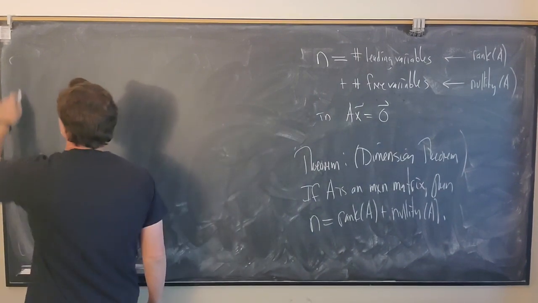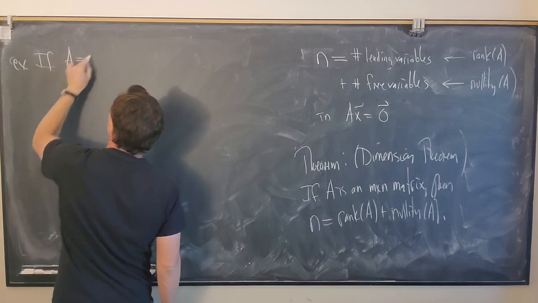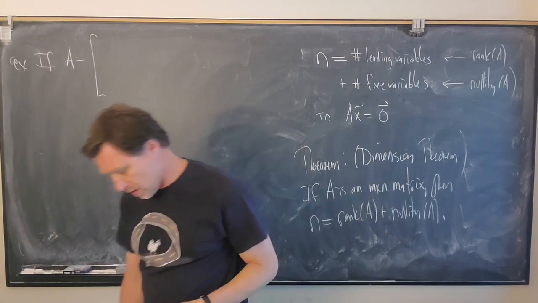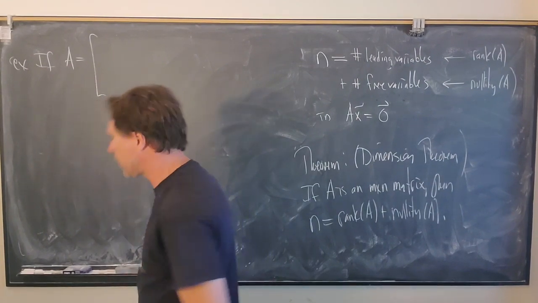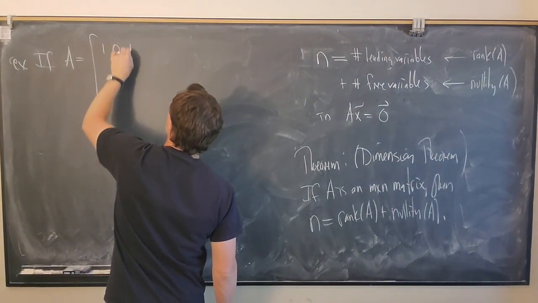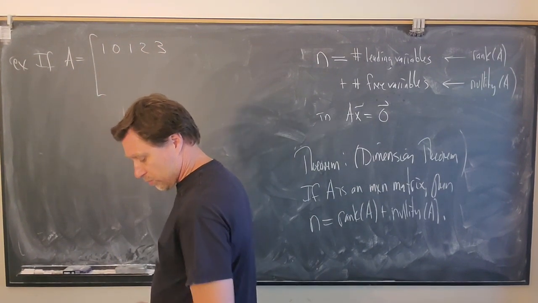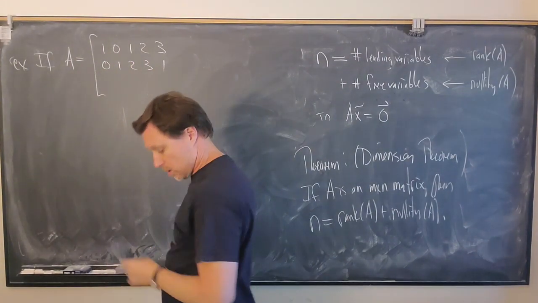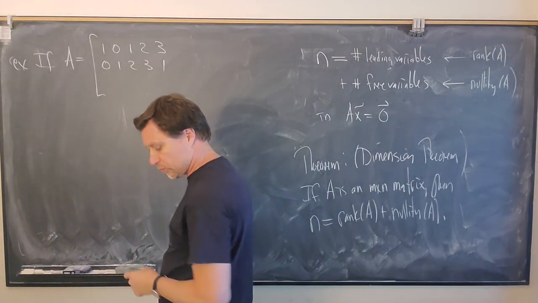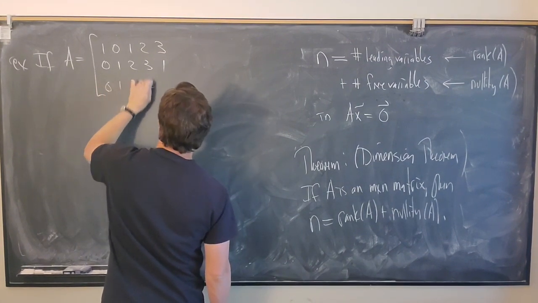So as an example, let's say that we've got A equal to the following matrix. I'm going to go row by row: 1, 0, 1, 2, 3. Then 0, 1, 2, 3, 1. And 0, 1, 2, 4, 0.